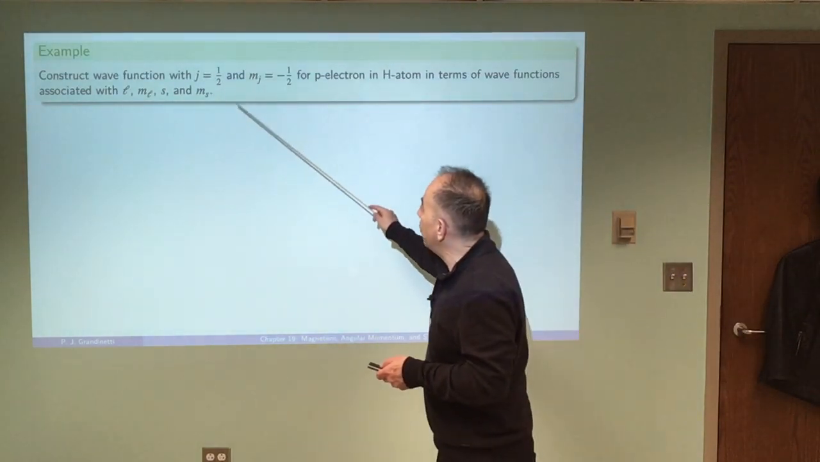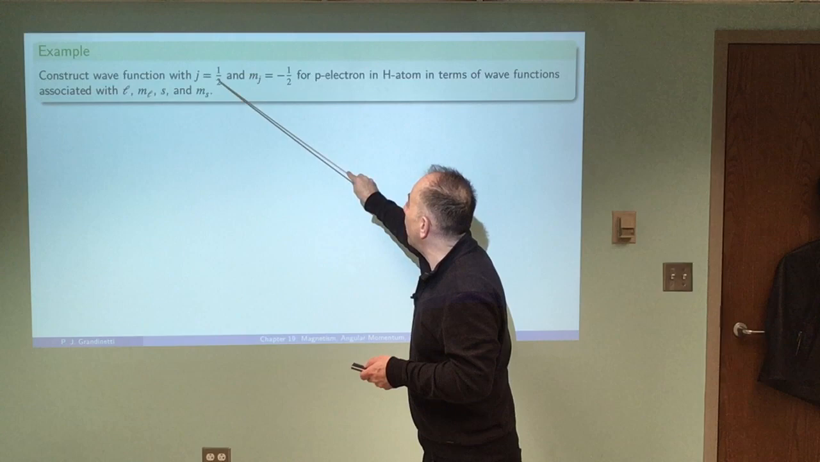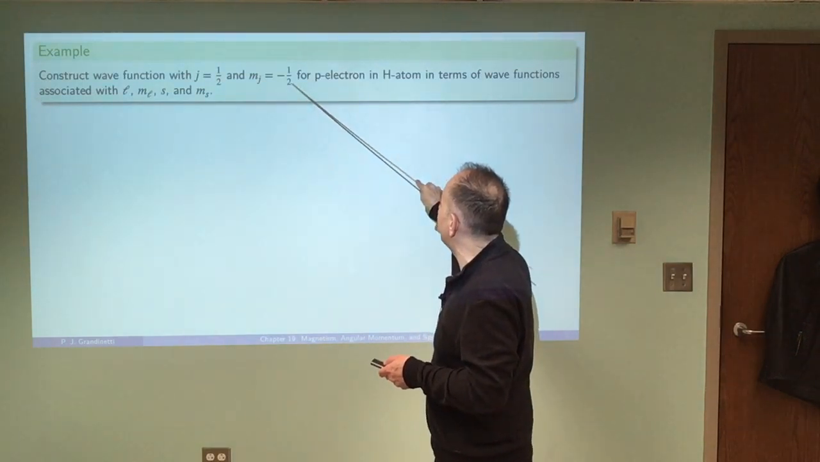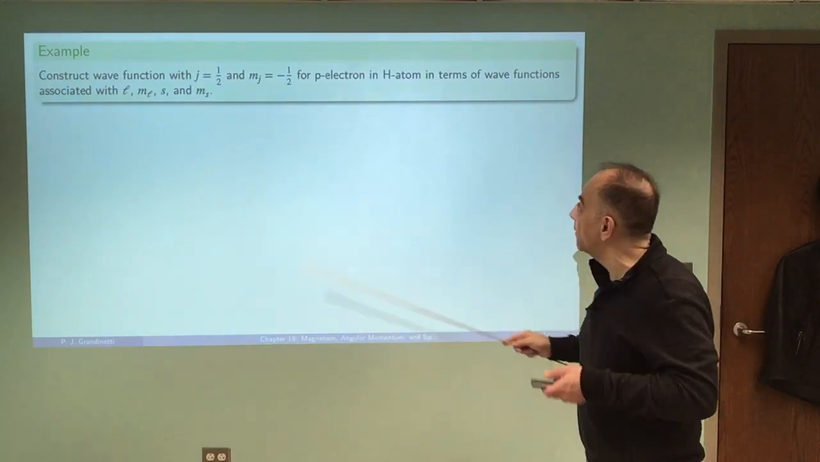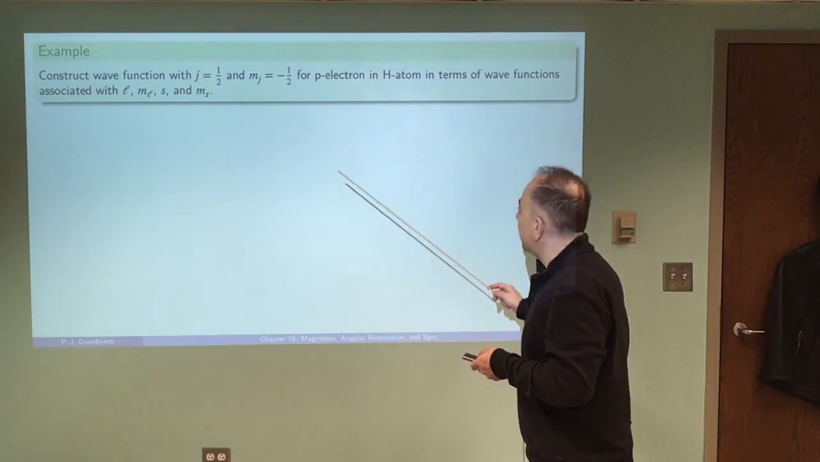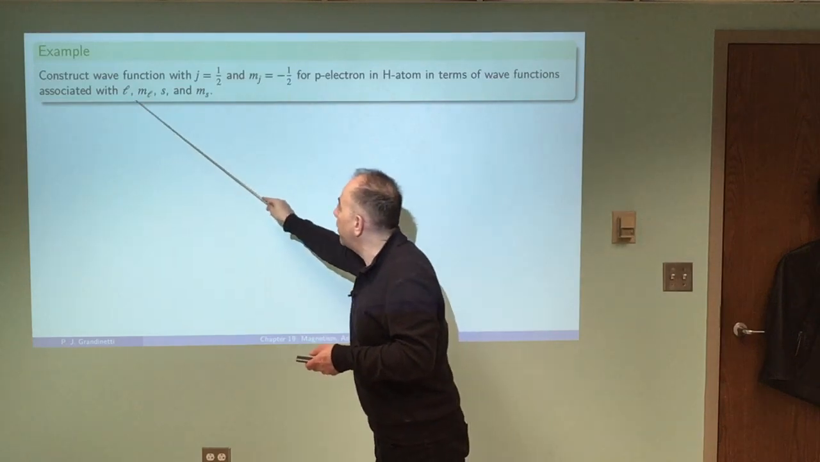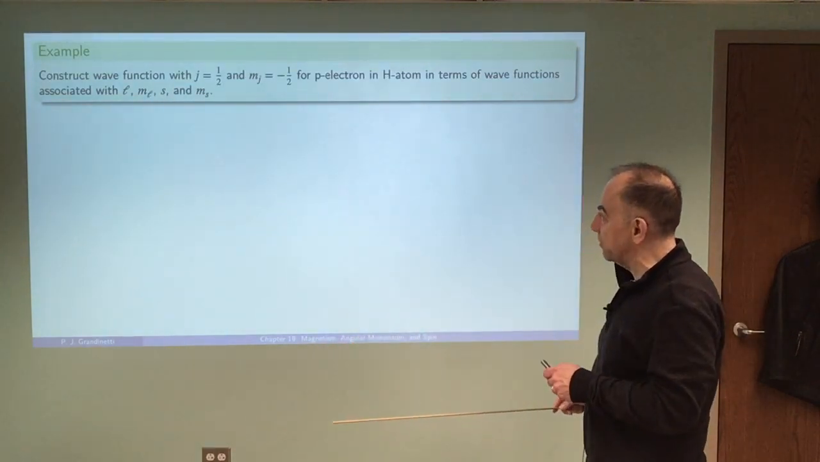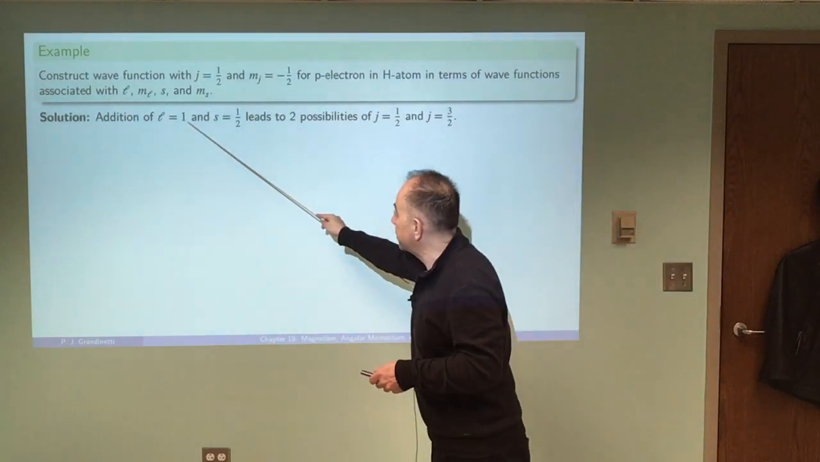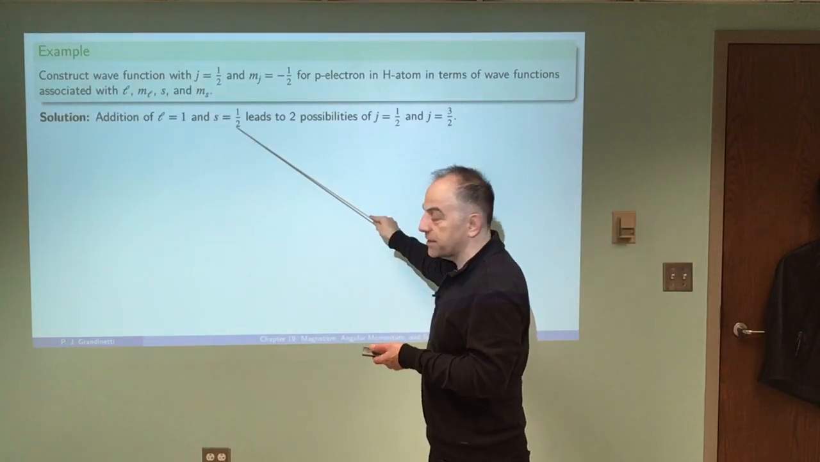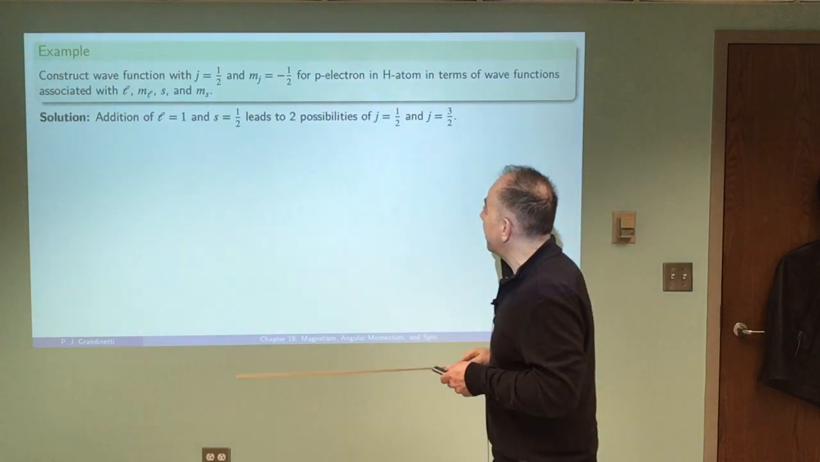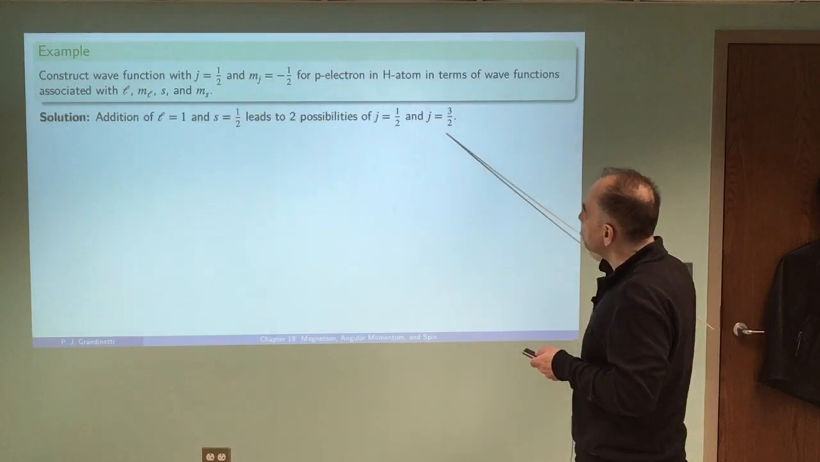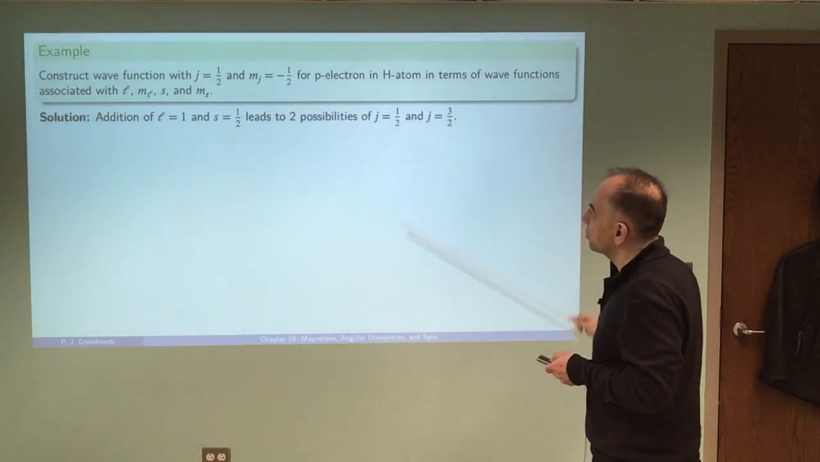Let's say that you want a wave function with a total angular momentum of j equals half and m_j of minus half. And you know that that's going to be some linear combination of wave functions that have L, m sub L, S, and m sub S. So this is for a p electron in a hydrogen atom. So L is equal to 1 for this p electron. S, of course, for the electron is intrinsically S equal half. So there are two possibilities then for that combination. J equals half and J equals 3 halves.